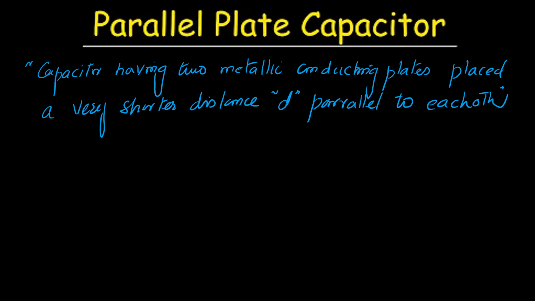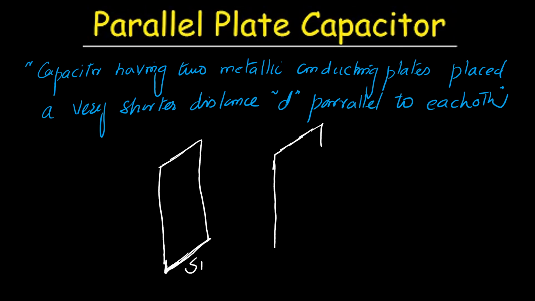So we can represent the parallel plate capacitor with a schematic diagram. Basically, these are two parallel plates. Suppose this is a parallel conducting plate S1, and this is another conducting plate S2, and both these plates are placed parallel to each other. Due to this, the charges are stored in these parallel plates, and due to the placement of the plates, these capacitors are known as parallel plate capacitors.